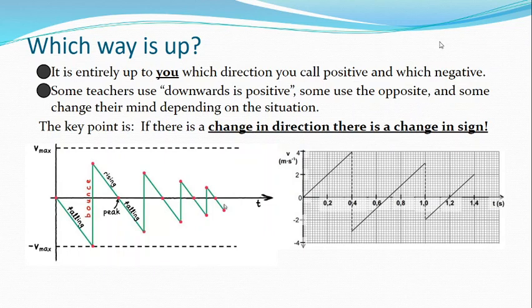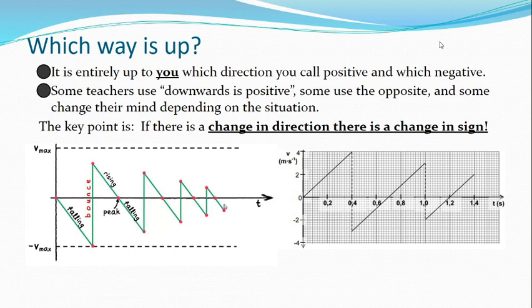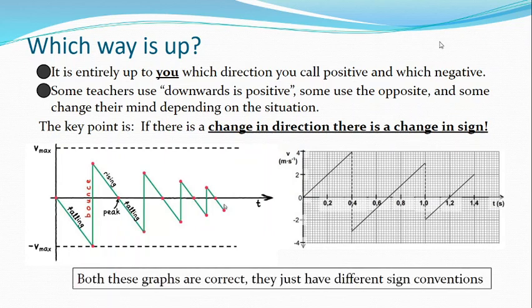So I prefer to say it starts at zero, it's got positive velocity downwards, so it's falling, it then rebounds, it's then going up, it's then momentarily going to zero, and then it's going down again, rebounding, going up, momentarily zero, and then down again. But you can say that they're both correct, they've just got different sign conventions.